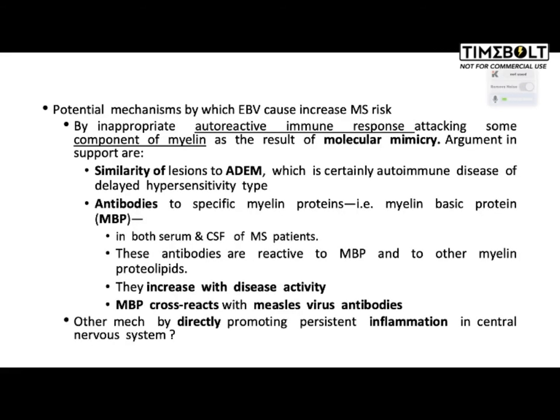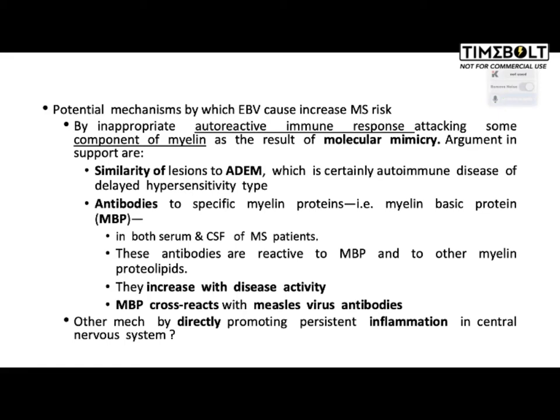And the mechanism by which it causes increased MS risk is by autoreactivity. It causes an immune response by attacking some components of myelin, because of similarity between their molecular components. This is supported by the similarity of lesions to acute disseminated encephalomyelitis, which is an established autoimmune delayed hypersensitivity type of disease. Antibodies to specific myelin protein, myelin basic protein.